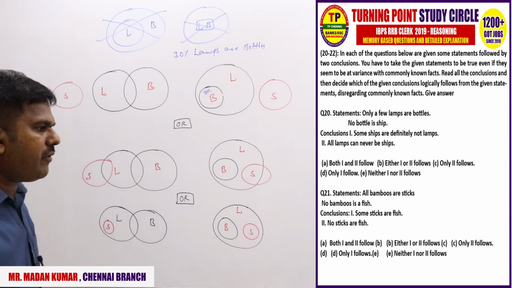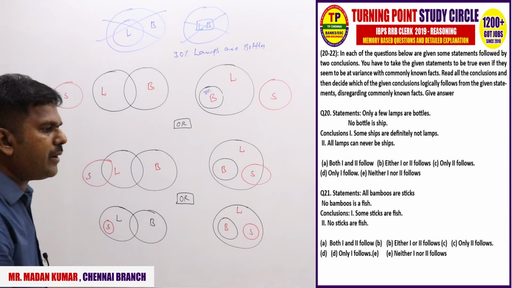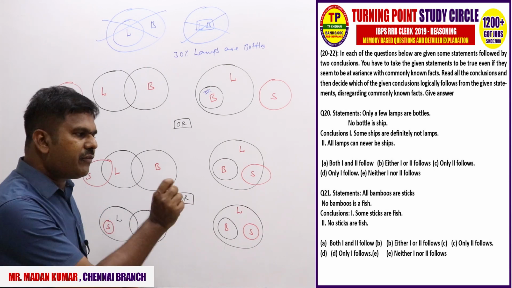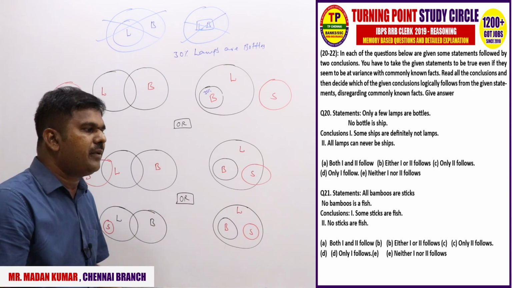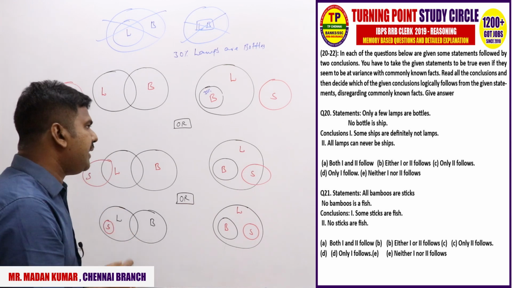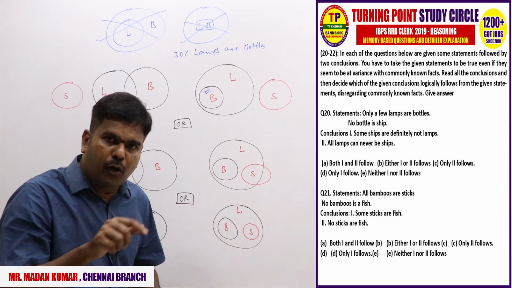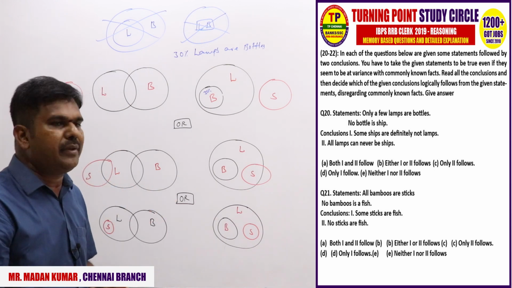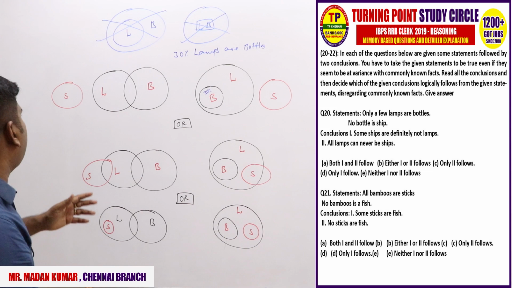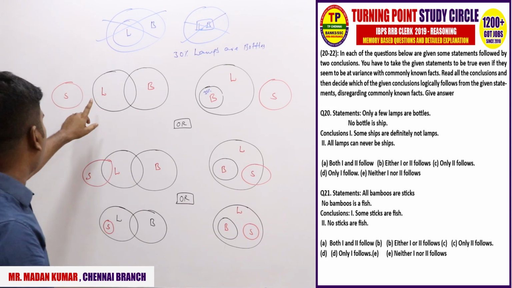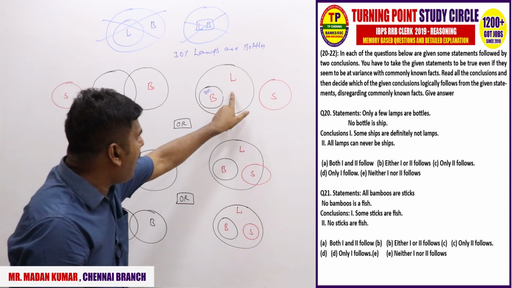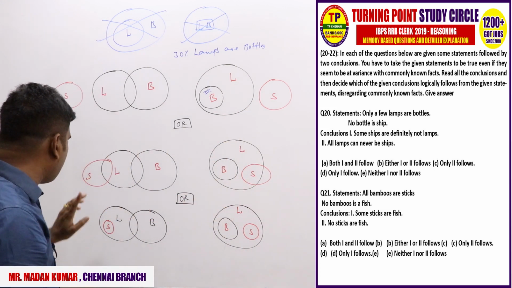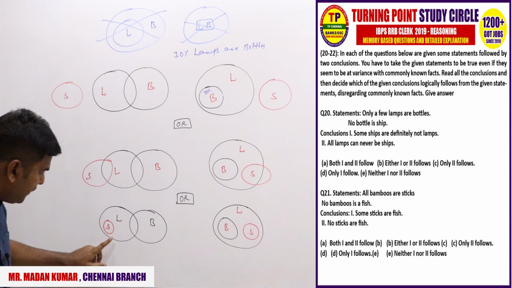What is the next one being given? All lamps can never be ships. See whether you can prove all lamps can be ships. Whenever it is given never be ships, round off the never. See whether you can prove all lamps can be ships or not. Any possibilities? All lamps can be ships, here no. No. No. No. No.